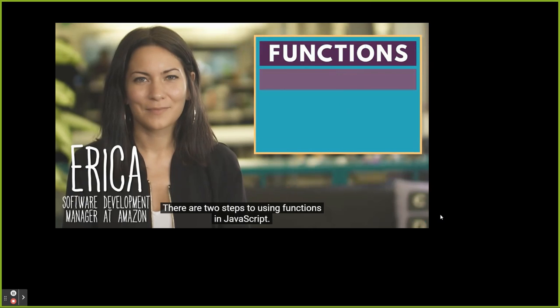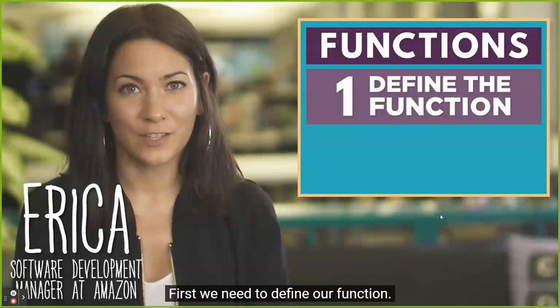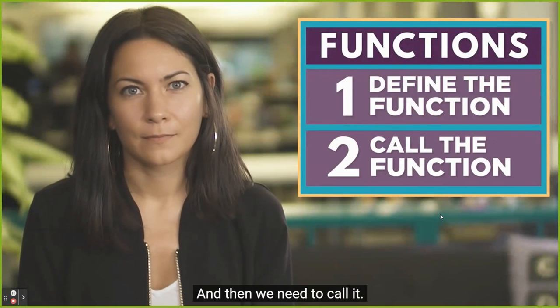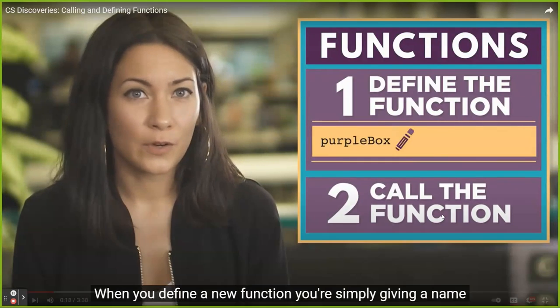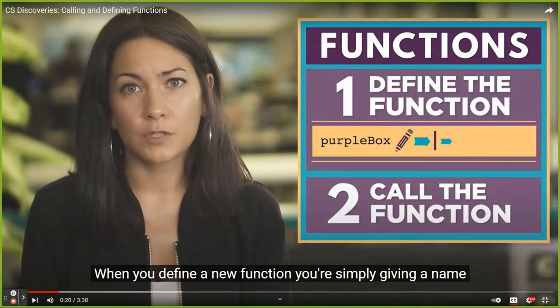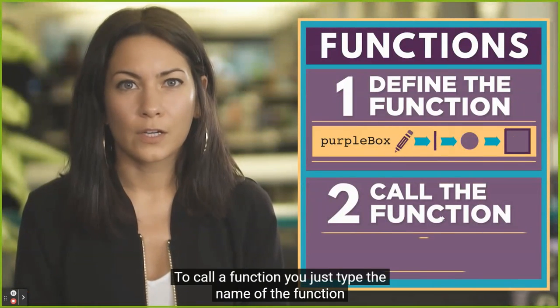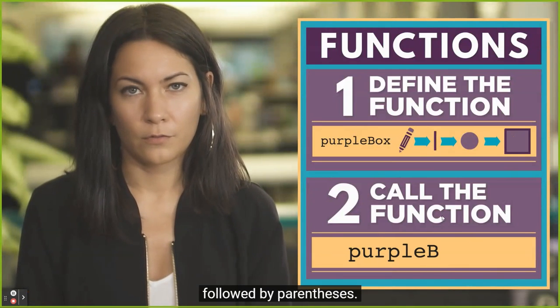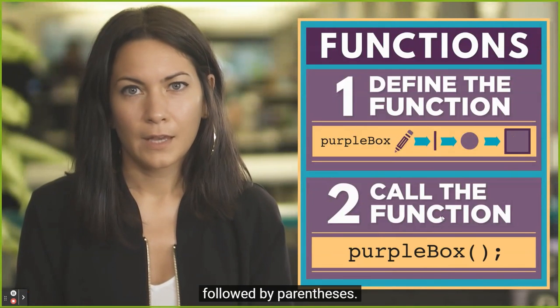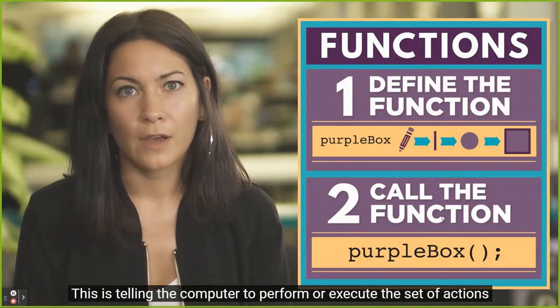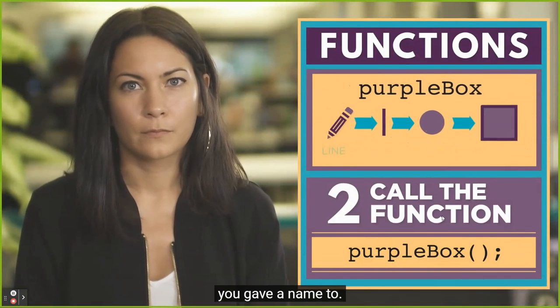There are two steps to using functions in JavaScript. First, we need to define our function, and then we need to call it. When you define a new function, you're simply giving a name to a defined set of actions you want the computer to perform. To call a function, you just type the name of the function, followed by parentheses. This is telling the computer to perform or execute the set of actions you gave a name to.